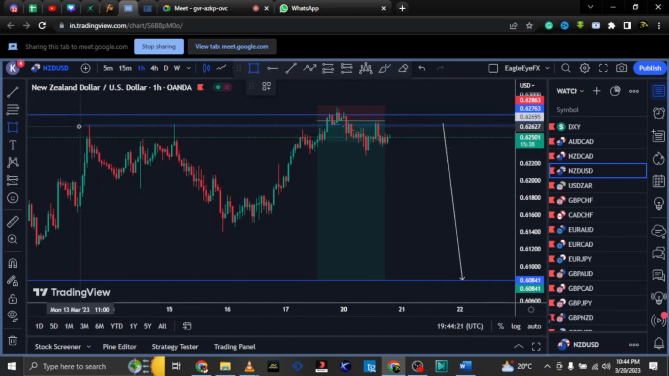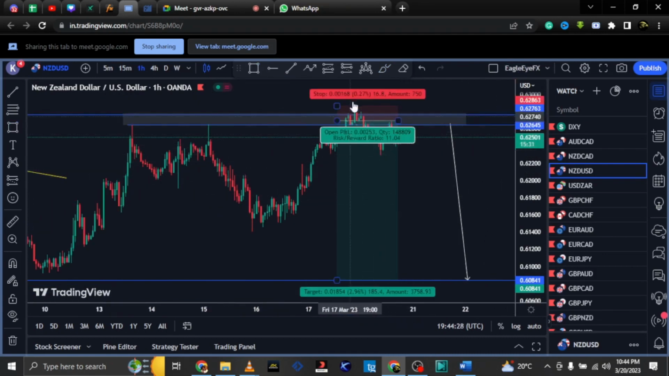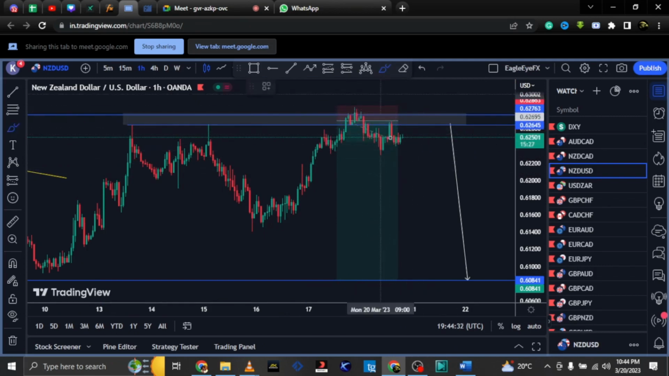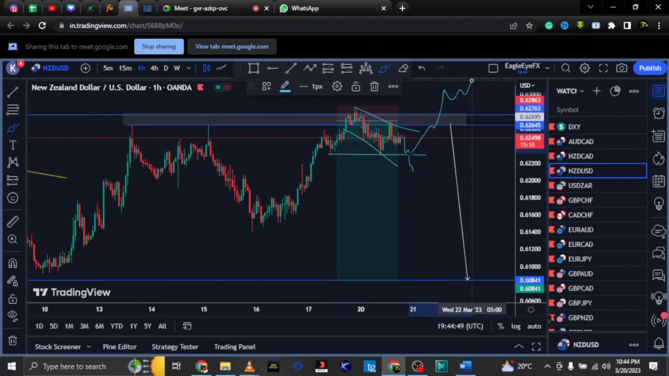So if I make this into a zone, then you can see that we had a move to the downside, then we came to whatever. So there are two ways about it. It could do this and just go down, or this could be some sort of continuation pattern, where it could come back maybe to this level, give us a double bottom, and then continue to the upside.